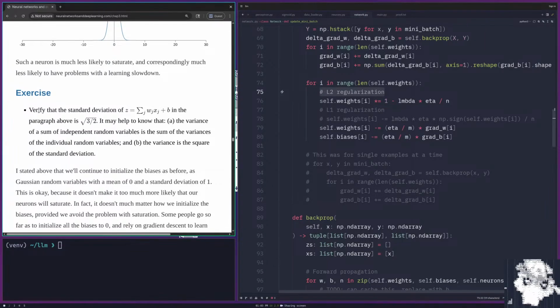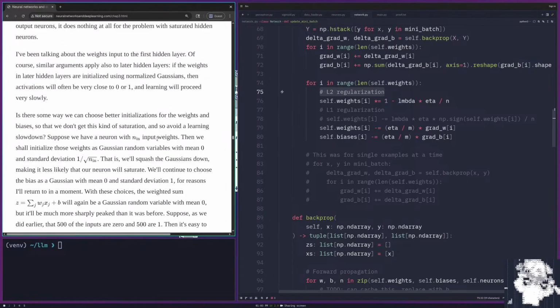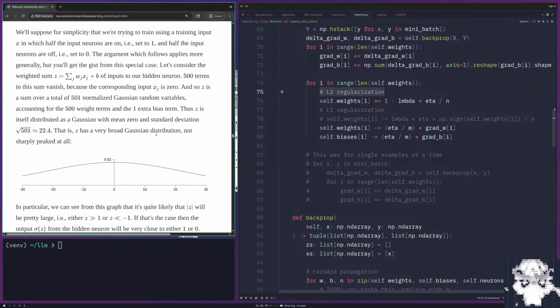Exercise: verify that the standard deviation of z equals, in the paragraph above, square root of 3/2. It may help to know that A, the variance of a sum of independent random variables, is the sum of the variances of the individual random variables, and B, the variance is the square of the standard deviation. Okay, I'm a little lost in the math here. I think I have to refresh my understanding of Gaussians and maybe read this a little more carefully.